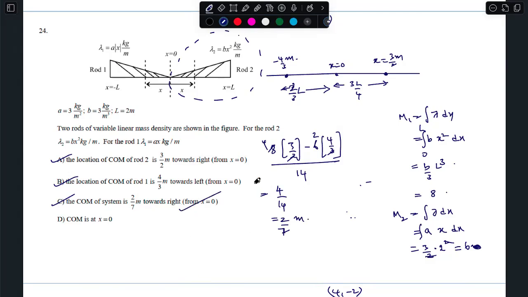That's all. Easy question. How many did not do this question? 24. Why? That's the reason I have done it last.